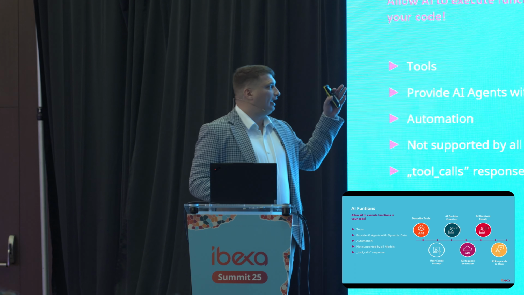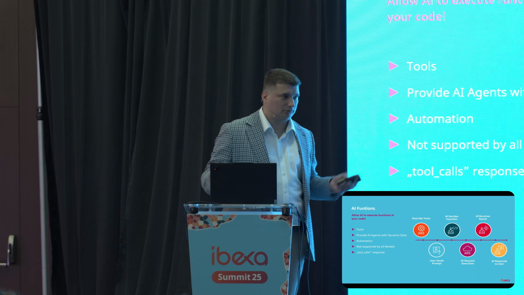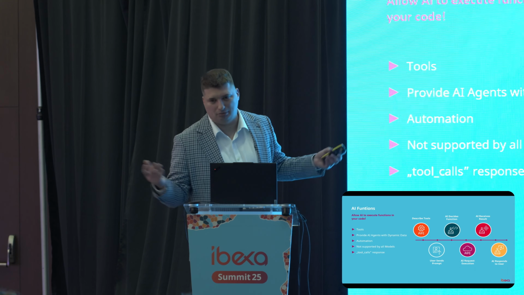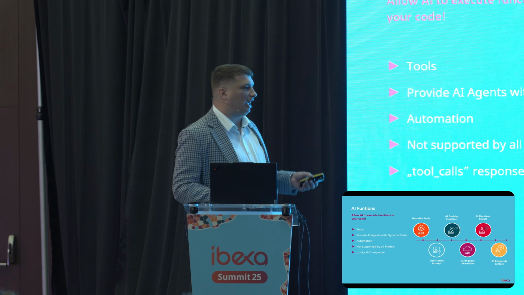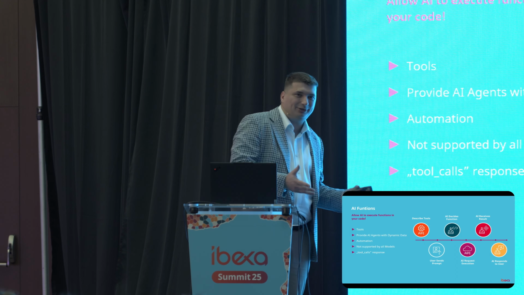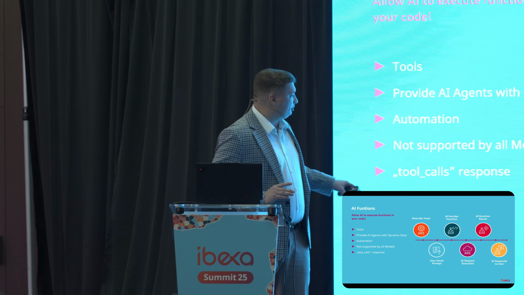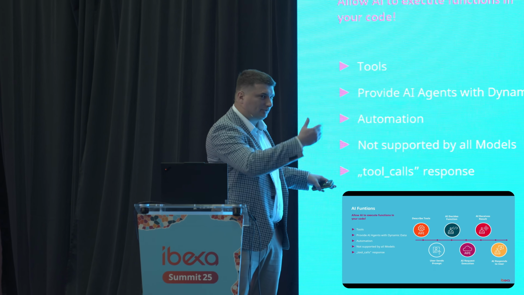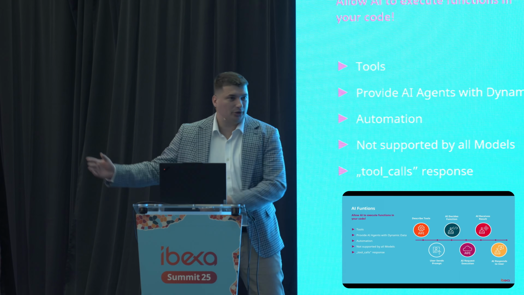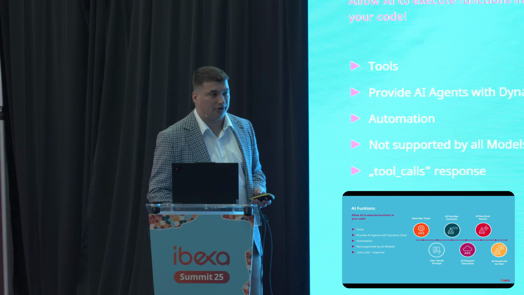So when AI sees a text prompt asking, hey, what is the weather in Barcelona? Normally it will say, I don't know. But here it will ask us, give me this value. I need this information to answer. You will receive this request from AI with something called a tool calls response, and you can send the result back to it, so it's now aware of dynamic context.